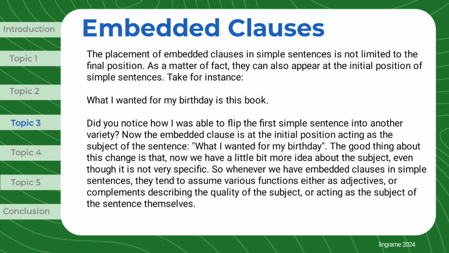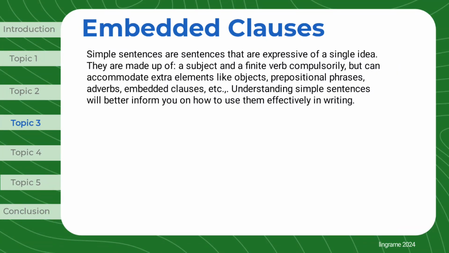So whenever we have embedded clauses in simple sentences, they tend to assume various functions, either as adjectives, or complements describing the quality of the subject, or acting as the subject of the sentence themselves. Simple sentences are sentences that are expressive of a single idea. They are made up of a subject and a finite verb compulsorily, but can accommodate extra elements like objects, prepositional phrases, adverbs, embedded clauses, etc. Understanding simple sentences will better inform you on how to use them effectively in writing.